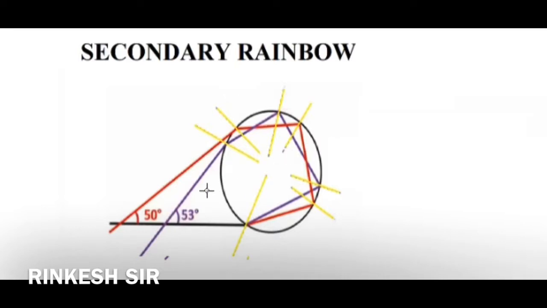Now here you can see the angle of the emergent ray for red light is 50 degree and for violet light it is 53 degree. So this is a four-step process. First refraction, then reflection, once again reflection and then refraction.